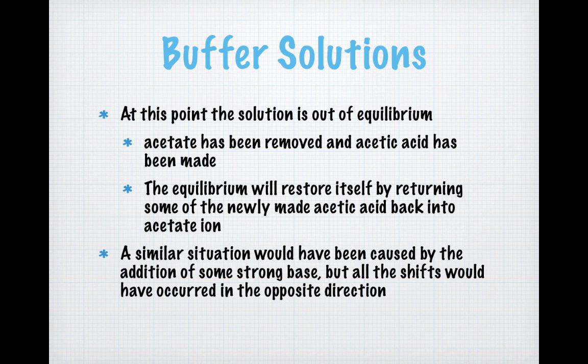Now, a similar situation would have been caused by the addition of some strong base, but the strong base instead would have reacted with the acetic acid and created more acetate ion, and all of your shifts just would have occurred in the opposite direction. So the addition of hydronium ion caused that equilibrium to be shifted over to the left towards the reactant side, and the reaction is going to have to move back to the right to restore equilibrium. If we added strong base, that would have used up some of the acid, and that would have moved the reaction towards the product side and thrown it out of equilibrium, and so the reaction would have to shift back to the left to restore equilibrium.